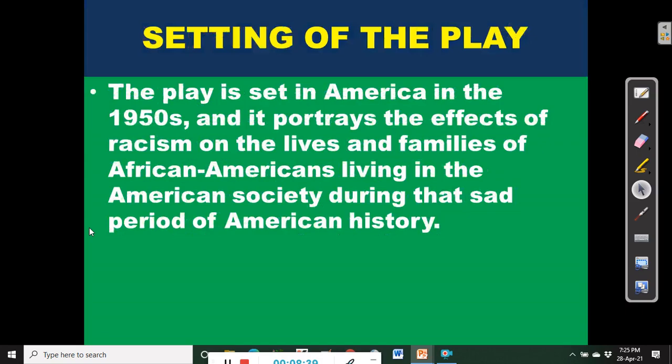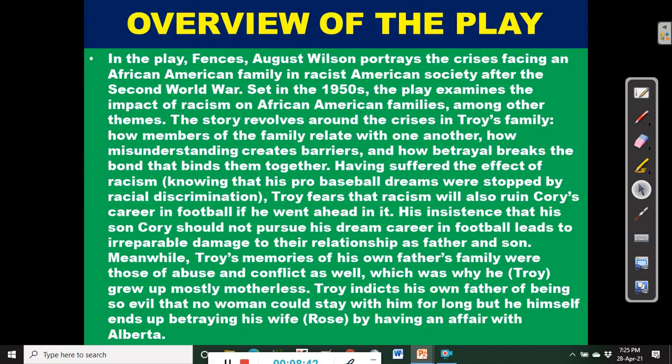Now let's have an overview of the play. In the play Fences, August Wilson portrays the crisis facing an African American family in the racist American society after the Second World War. Set in the 1950s, the play examines the impact of racism on African American families, among other themes. All right?